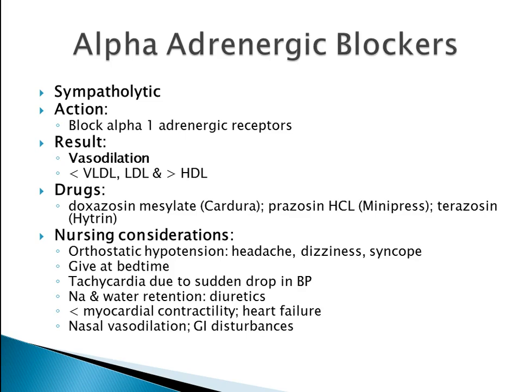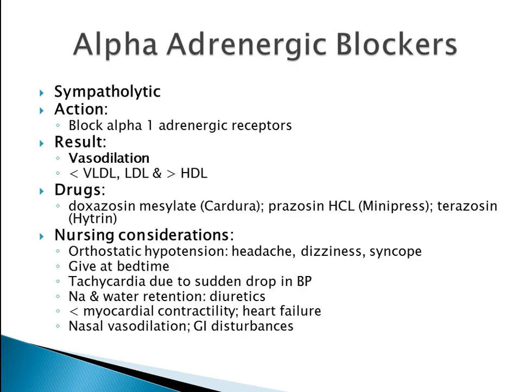Okay, so first of all, let's talk about the alpha-adrenergic blockers. So these are going to block the alpha-1 receptors. Okay, what did alpha-1 do to the blood pressure when you stimulate alpha-1? It increased the blood pressure. So these drugs are going to block alpha-1, so the blood pressure is going to go down. Actually, they're going to cause vasodilation.